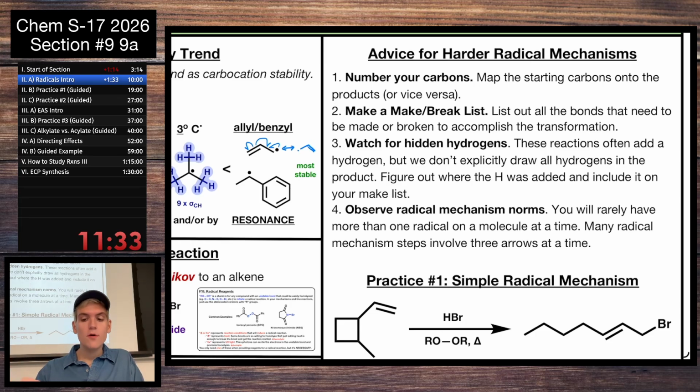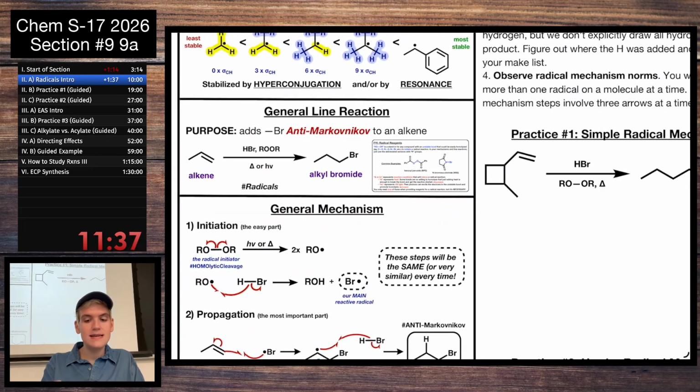When you are doing this, watch out for hidden hydrogens. Because in our reaction, we said we added an H and Br, but if we draw our little skeletal structure, that H is implied. And so in a weird transformation, you might not know which carbon is getting that H.